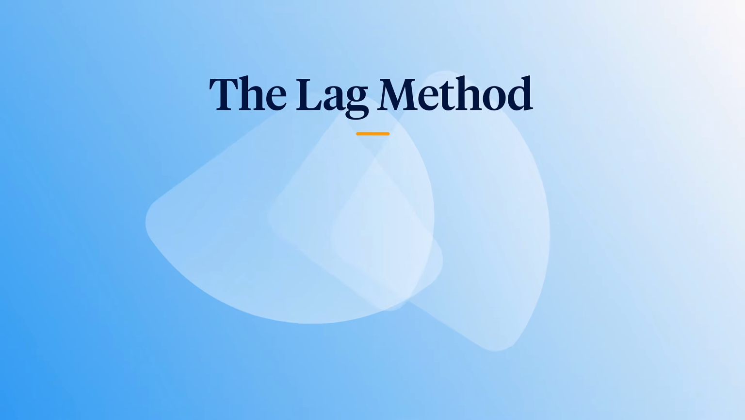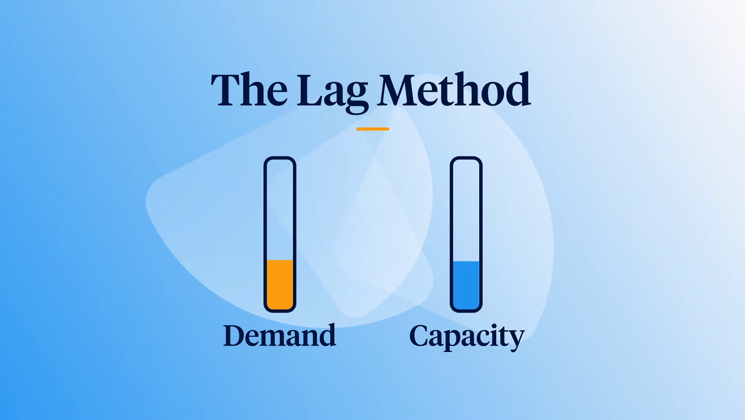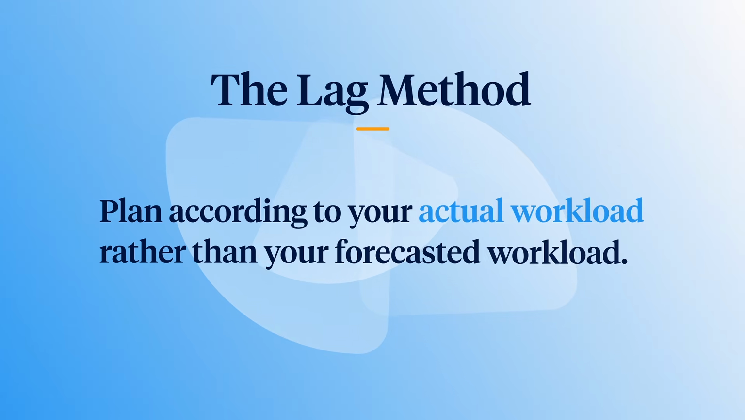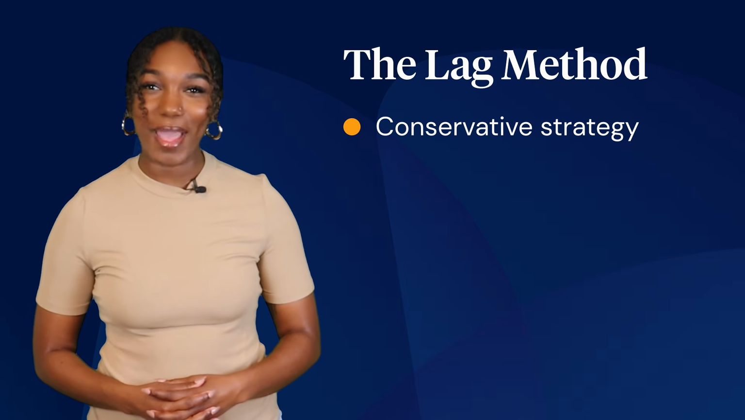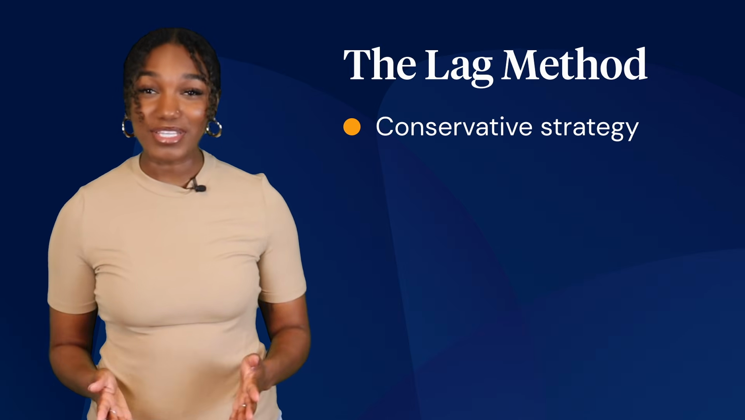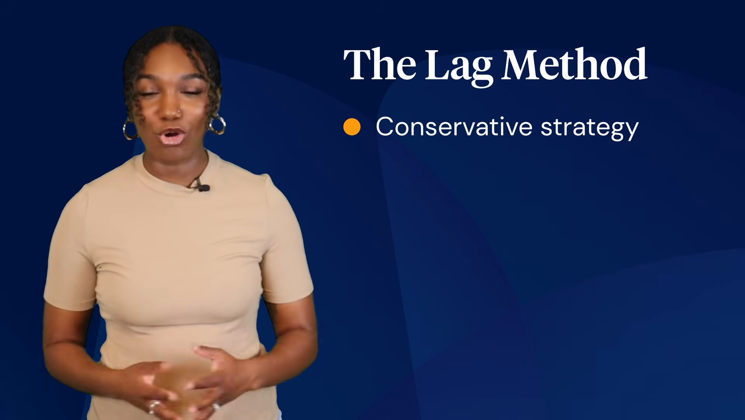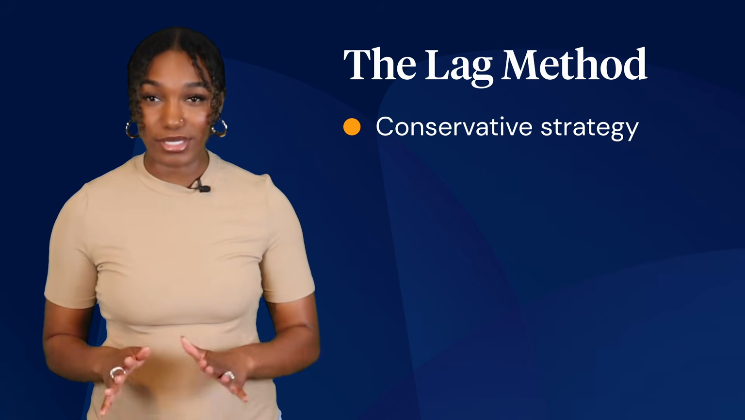With that in mind, let's now discuss the 3 most popular capacity planning strategies: lag, lead, and match. The first strategy is called the lag method. As its name suggests, the lag method involves waiting until demand exceeds capacity before hiring more resources. In other words, with the lag method, you plan according to your actual workload rather than your forecasted workload. The lag method is the most conservative capacity planning strategy since you only begin hiring if capacity is already maxed out and there are even more projects coming in.